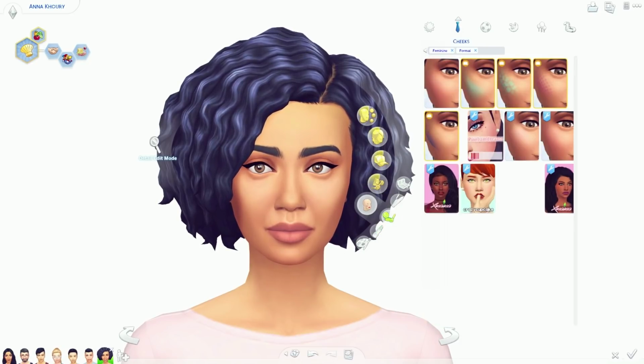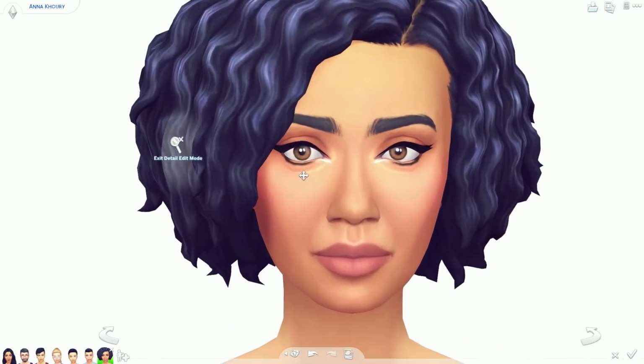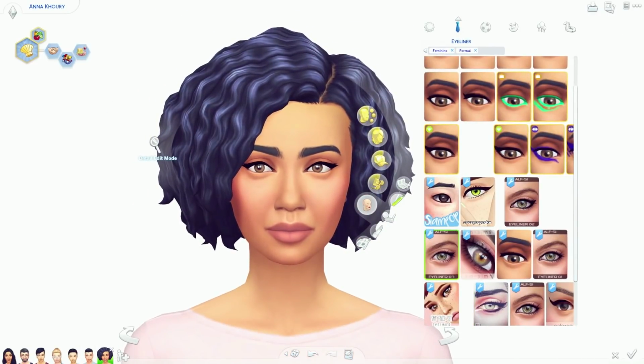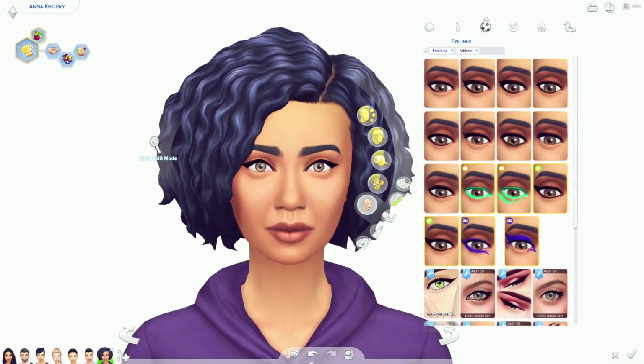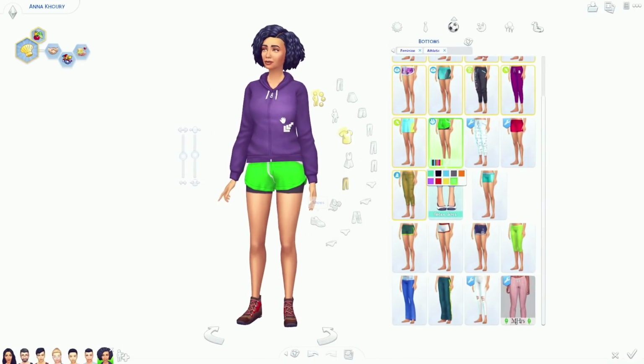But I really love how she came out. I think she looks a lot like Bella, as far as the eyes go, maybe not exactly the face shape. She has a little bit of a rounder face. But otherwise they look a lot alike, and I'm really happy with how she came out.